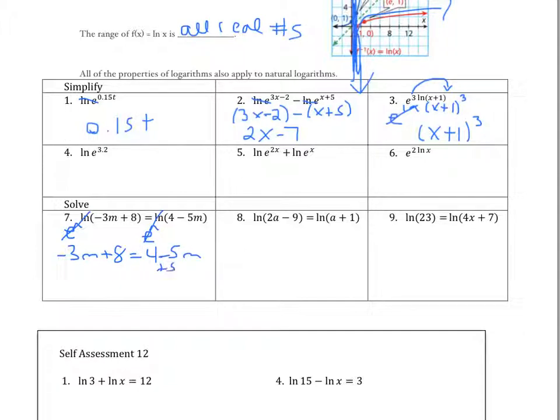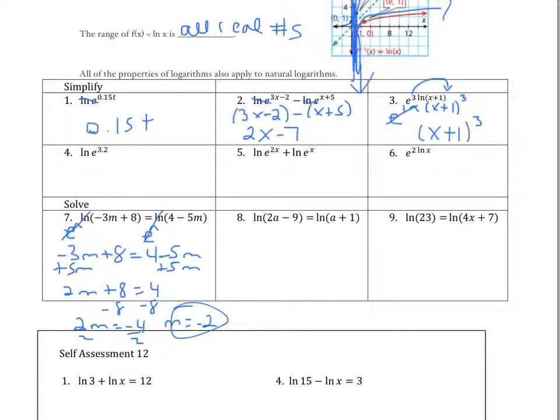So let's add 5m, and we get 2m plus 8 equals 4. Subtract 8, and we have 2m equals negative 4, and we divide by 2, and m equals negative 2. Go ahead, pause the video, and try number 8.